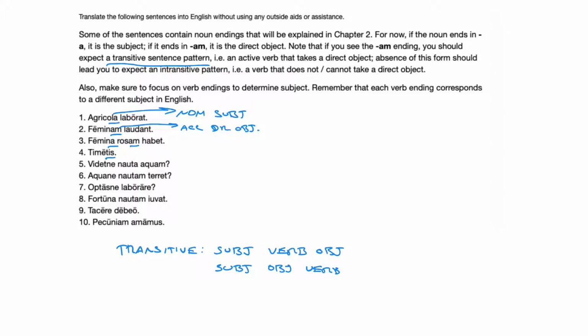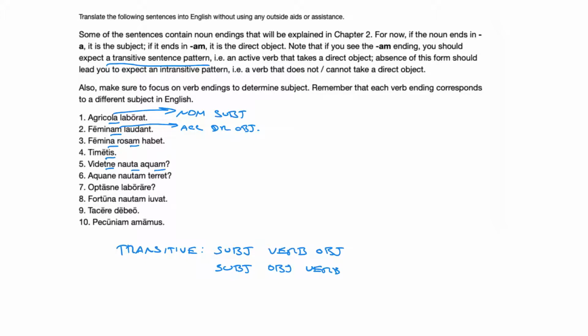All right, videtne nauta aquam. So another transitive sentence with nauta as your subject and aquam as your direct object. Again, the a for the nominative subject, the am for the accusative direct object. Videt works out fine. The only difference is that ne indicates that it is a yes-no question. So Latin uses that ne as its question mark, adds it to the first word of the sentence to indicate that it's a yes-no question.